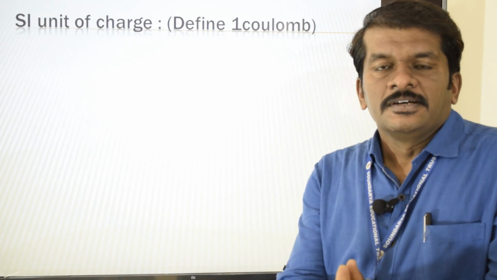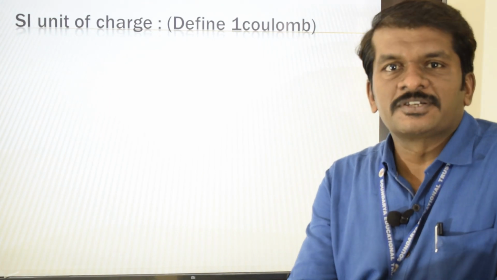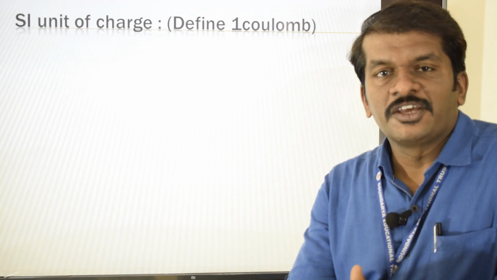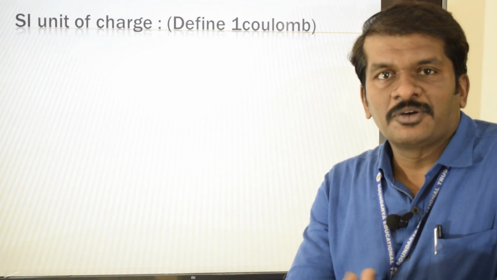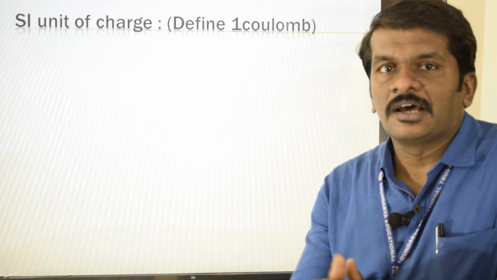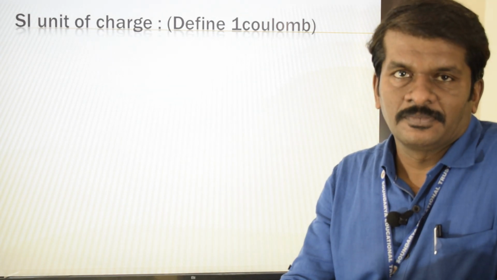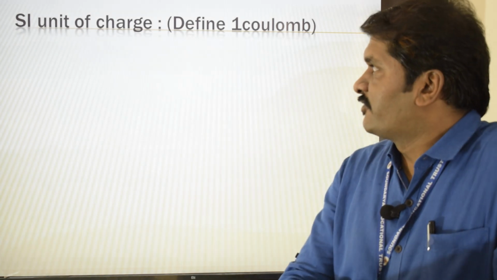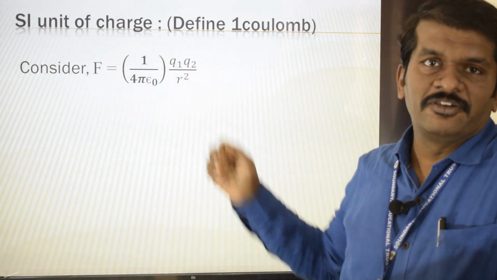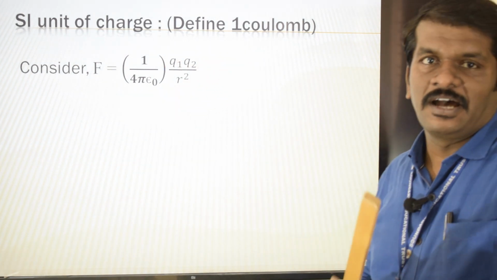Okay. See, using Coulomb's law, we can define the unit of charge. So in our syllabus, they may ask a 1 mark question: define 1 coulomb, or define the SI unit of charge. To define that, let us consider the equation F is equal to 1 by 4 pi epsilon naught Q1 Q2 by R square.